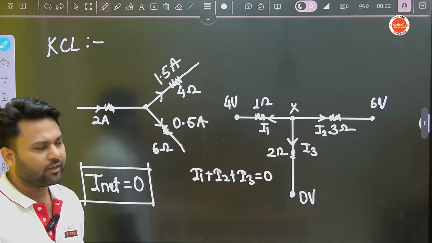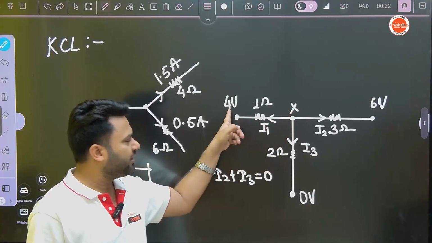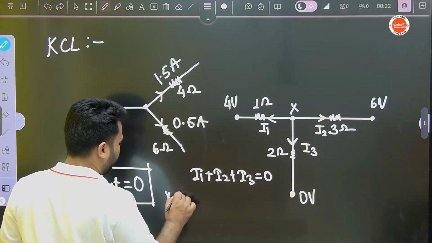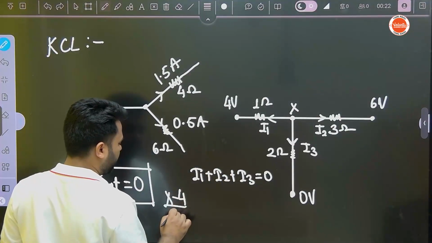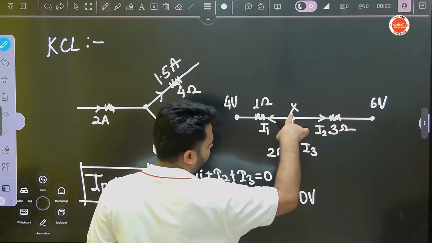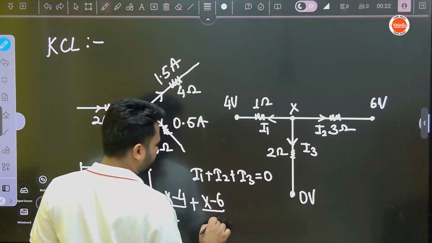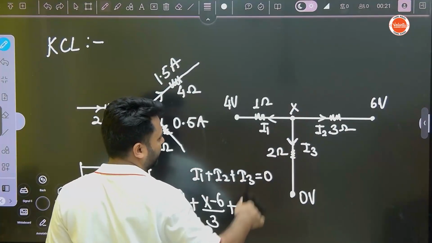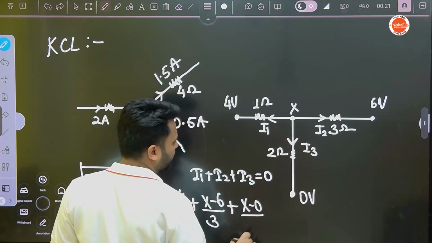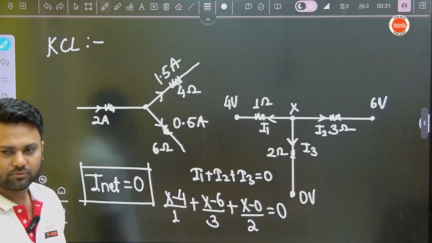Now I1, how we can calculate I1? Voltage divided by resistance. Voltage is what? X minus 4, divided by resistance 1, plus I2, voltage divided by resistance: X minus 6 divided by 3, plus I3, voltage X minus 0 divided by resistance 2. So all these should be equal to 0.